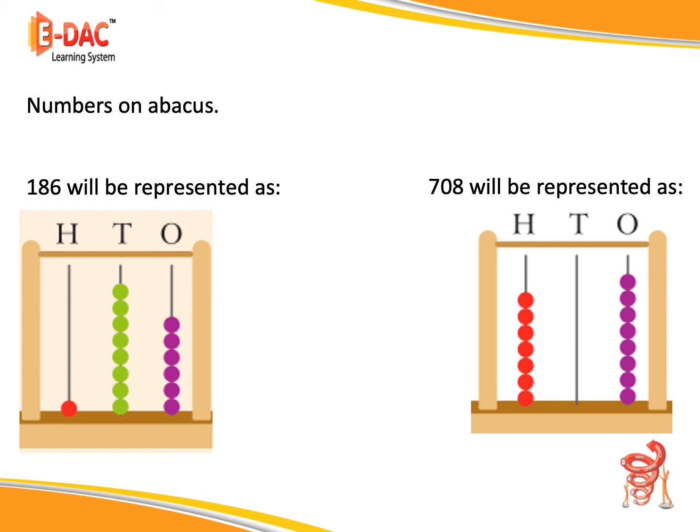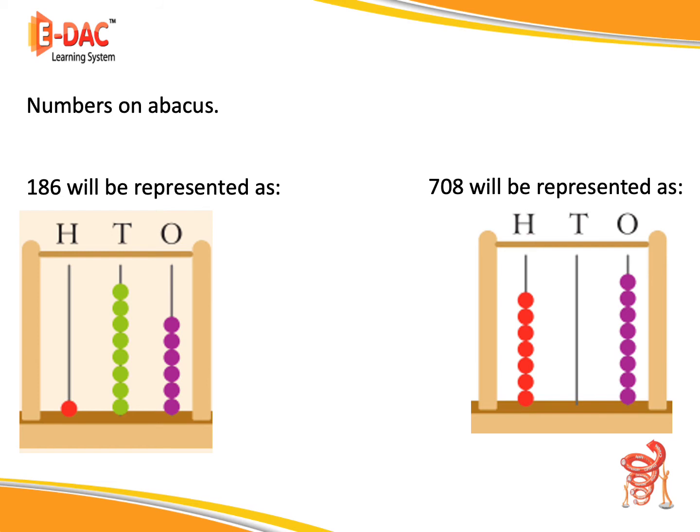At tens place the digit is 8, therefore the tens spike in the abacus will contain 8 beads. The ones place contains 6 as the digit, that's why the ones spike will have 6 beads. This is how we can represent 186 on an abacus.